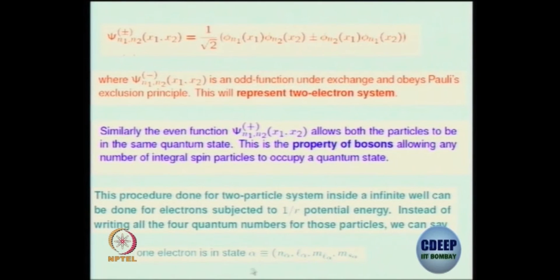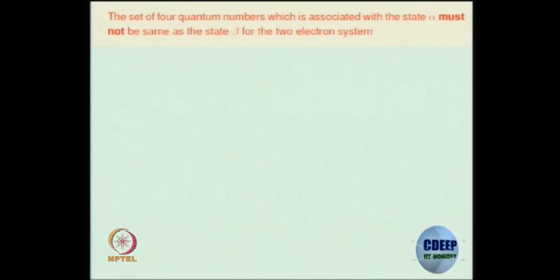You formally say that the first electron is in a state alpha. Alpha is a compact notation: N alpha is the principal quantum number, L alpha is the azimuthal quantum number, ML alpha, MS alpha. The S can be suppressed because for electrons S is half. You don't need to explicitly put the half. Similarly, put beta for the other state.